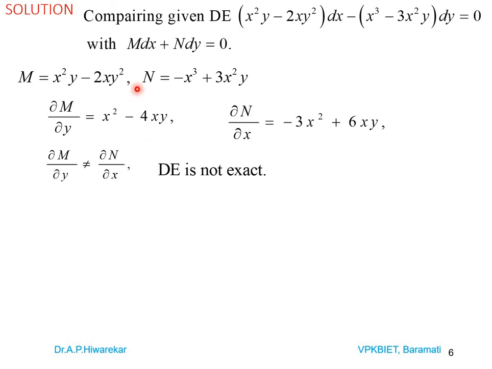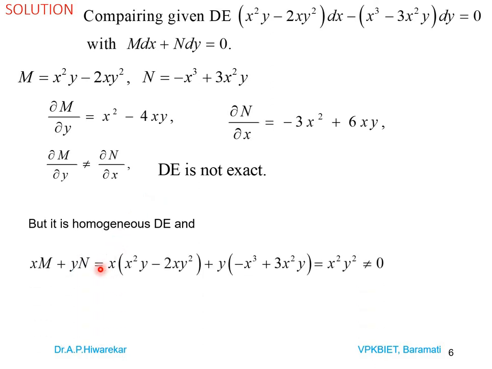But M is a homogeneous function of degree 3. N is also a homogeneous function of degree 3. So M dx + N dy = 0 is a homogeneous differential equation. So we can use rule number 1, provided xM + yN is not 0. So we find xM + yN, meaning x into (x²y − 2xy²) plus y into (−x³ + 3x²y).